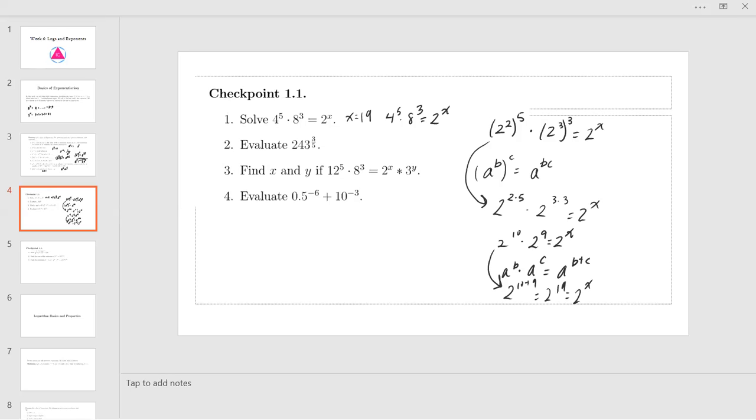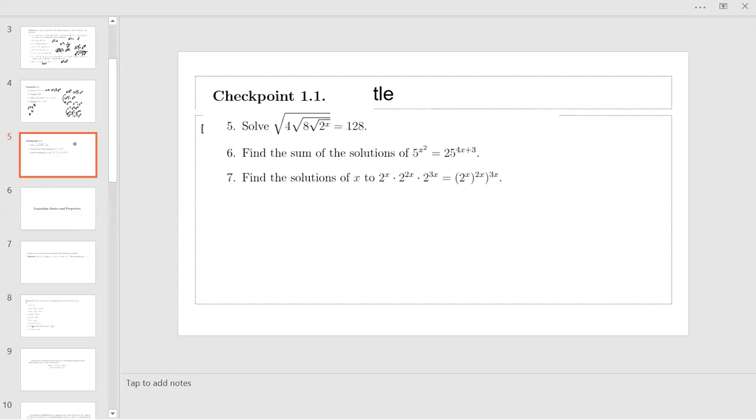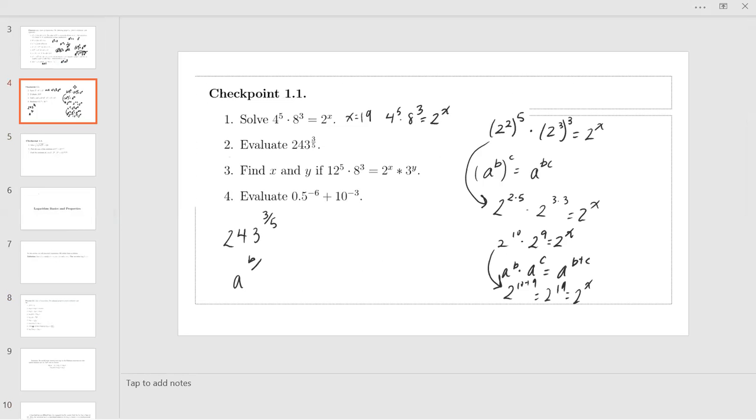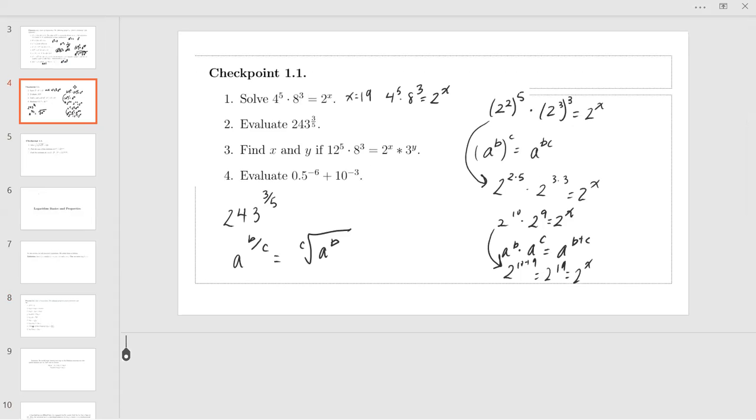For the next one, we want to evaluate 243 to the 3/5. If you remember, we had that a to the b over c is equal to the cth root of a to the b. Hence, this is equal to the 5th root of 243 to the 3. And 243 is just 3 to the 5.